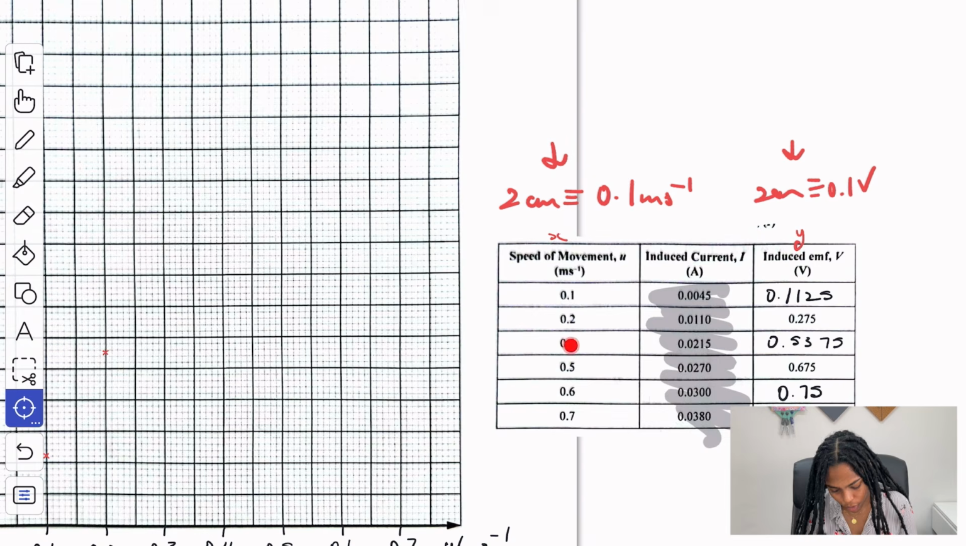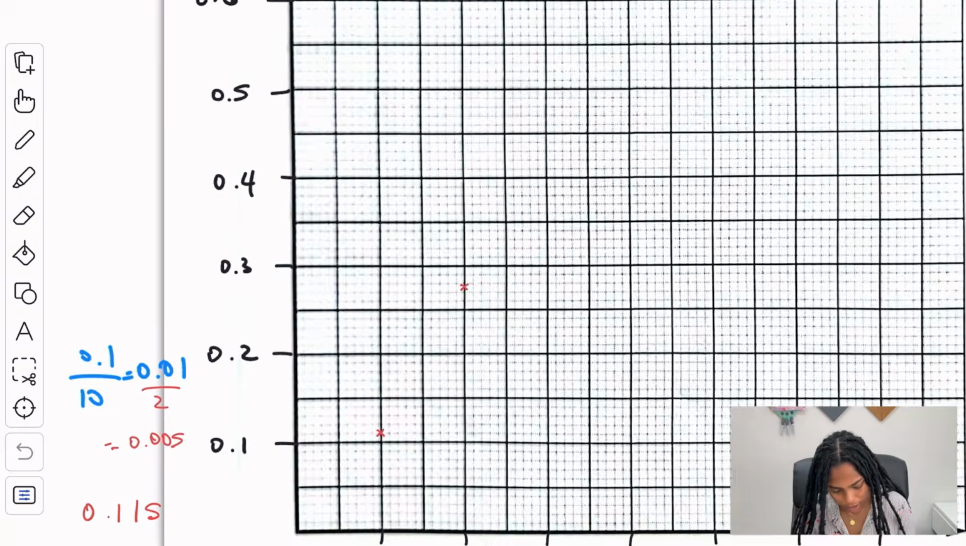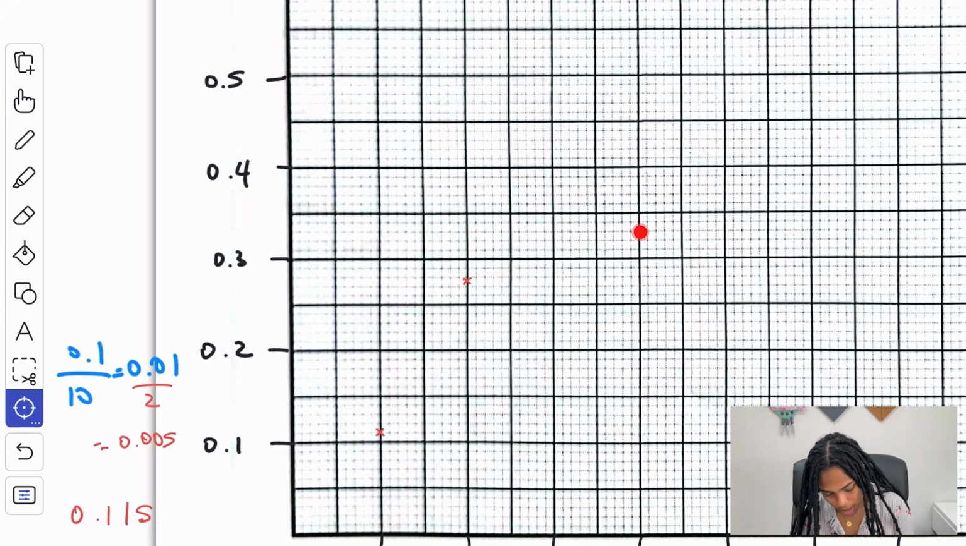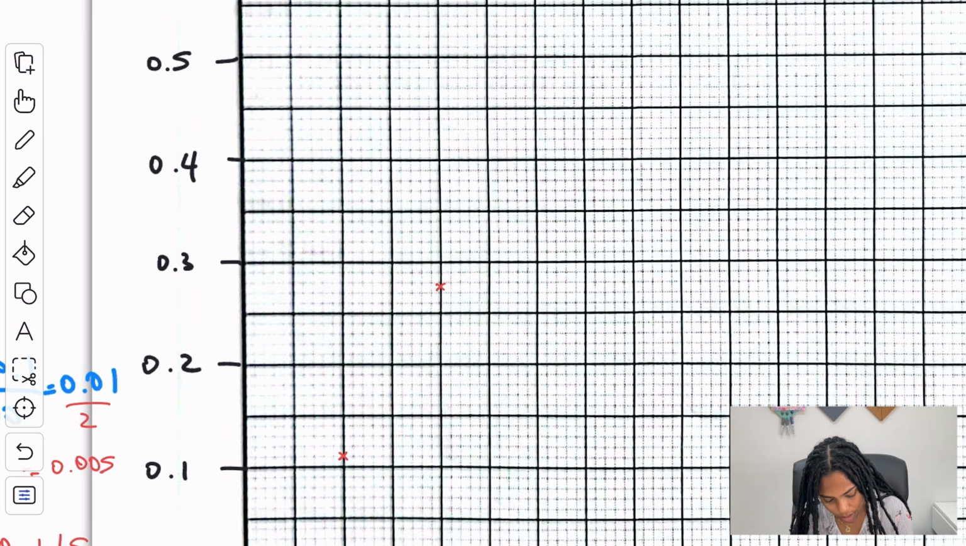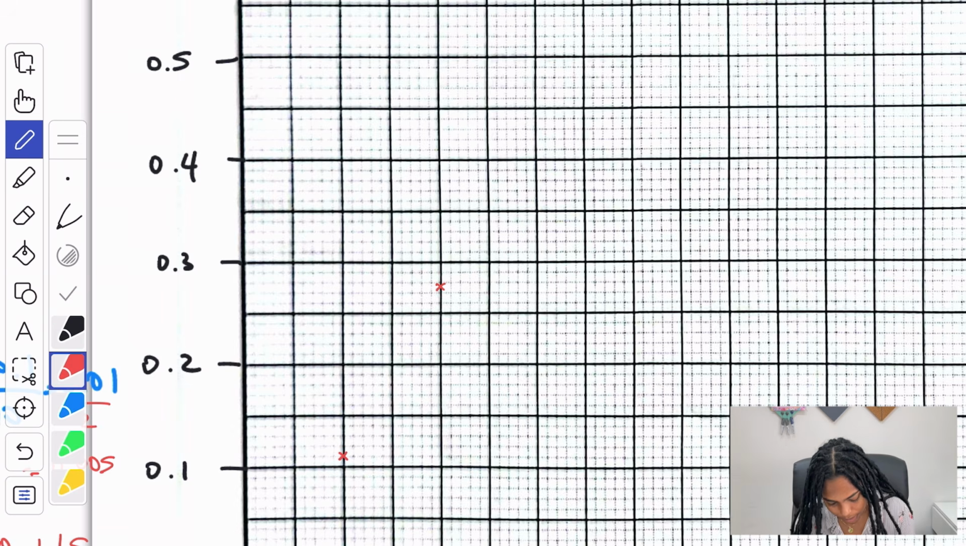Then by 0.4, I have 0.5375. So 0.4. And then 0.51, 0.52, 0.53, 0.54. So 0.5375 is going to be in the middle there. It's really practically by 0.54. I lost my point. Let me find it back. So let me put it practically by 0.54.